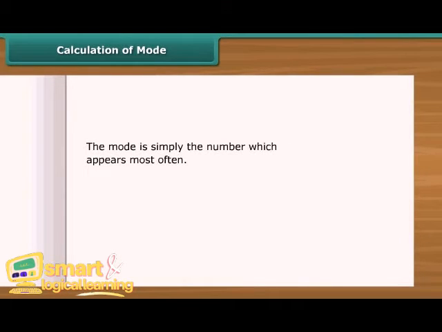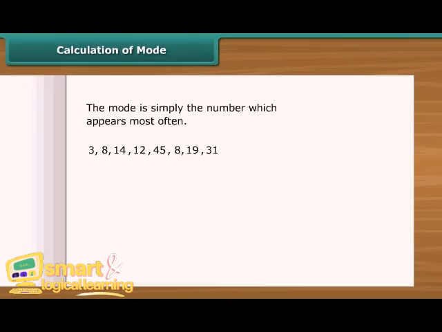The mode is simply the number which appears most often. See this example. We have a few numbers here. How can we find out the mode? To find the mode, we need to first put the numbers in order, then count how many of each number. Now, see which numbers appear most often. In this case, 8 appears 2 times, so the mode is 8.